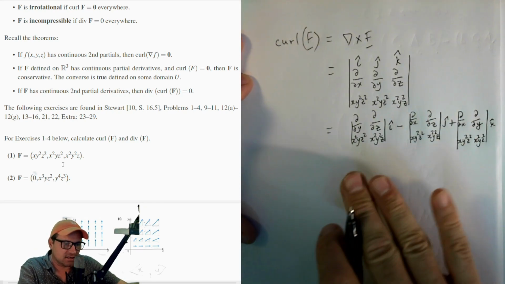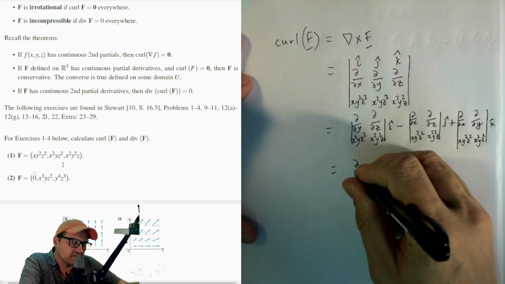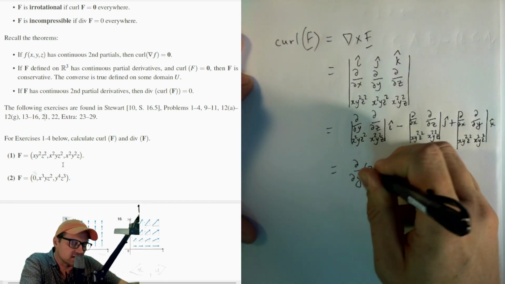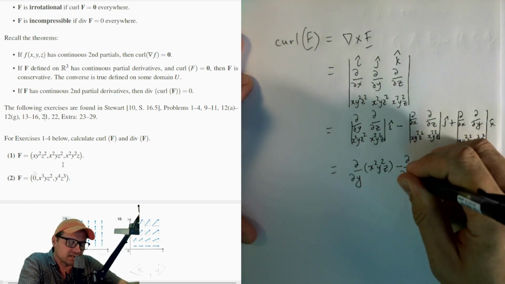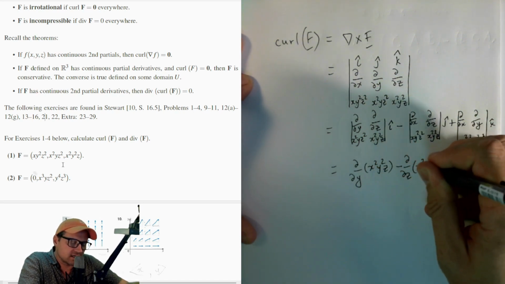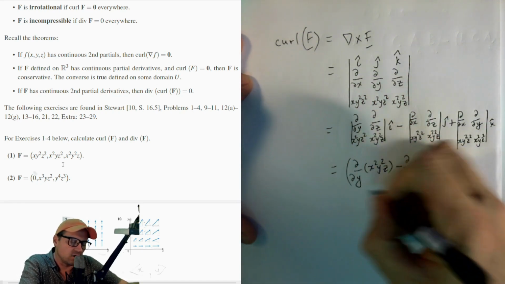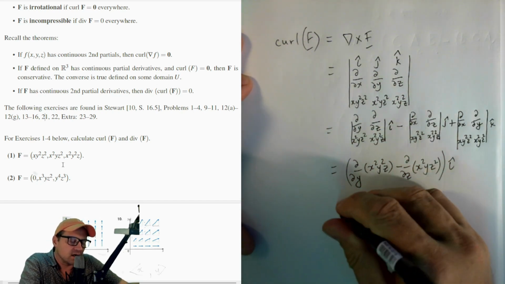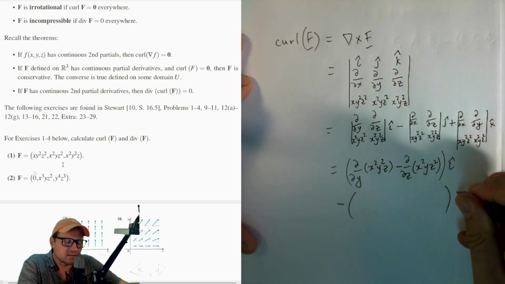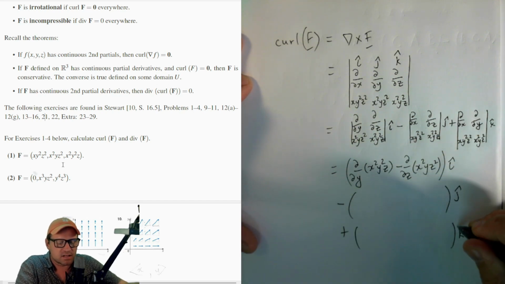Okay, and now we take each of these 2 by 2 determinants, and so that is the derivative with respect to y partially of x²y²z minus the derivative with respect to z partially of x²yz². So that is that one. And then all of this is times i hat. i hat, remember, is just a placeholder. And then minus in brackets times j hat. And then we're going to get plus something in brackets times k hat.